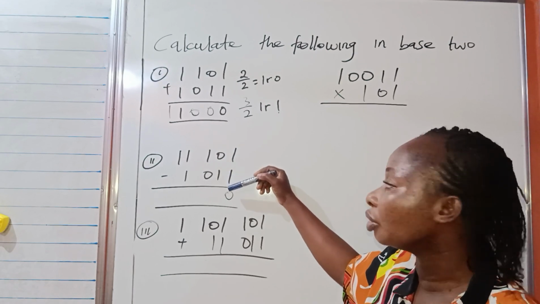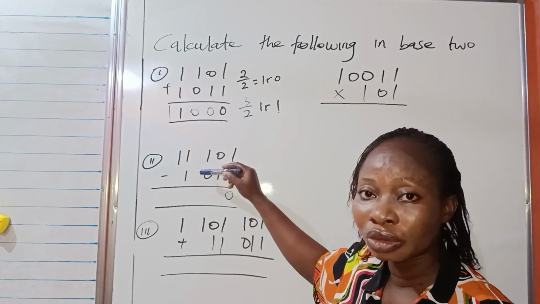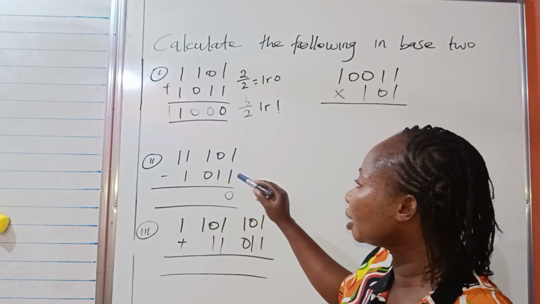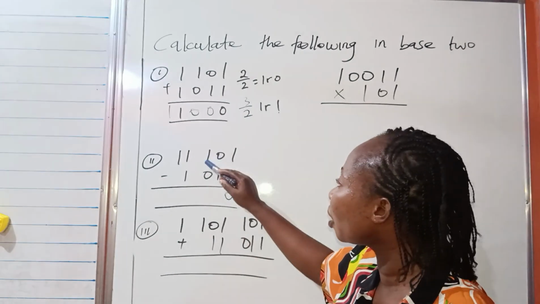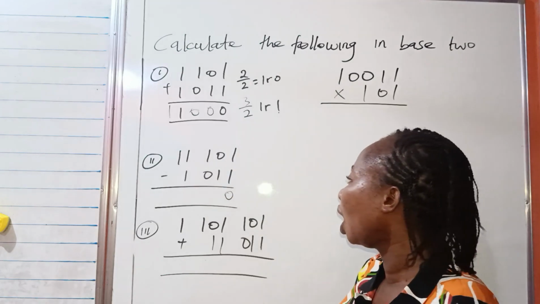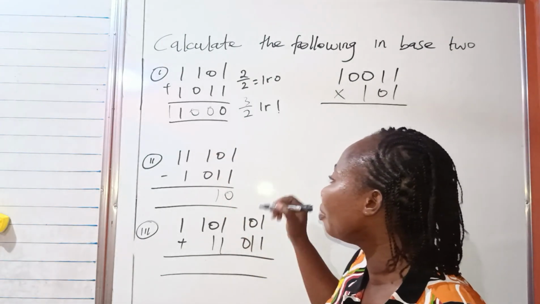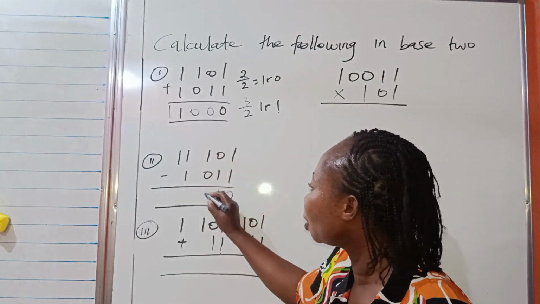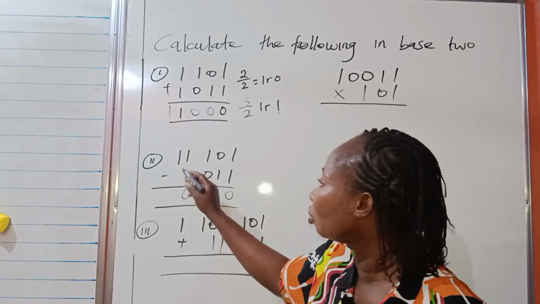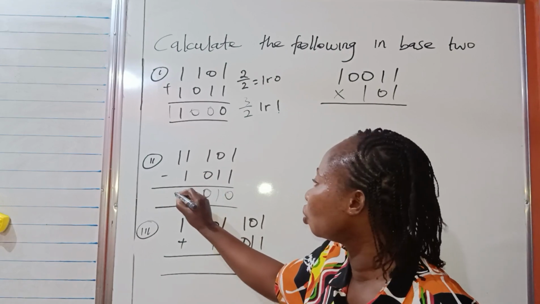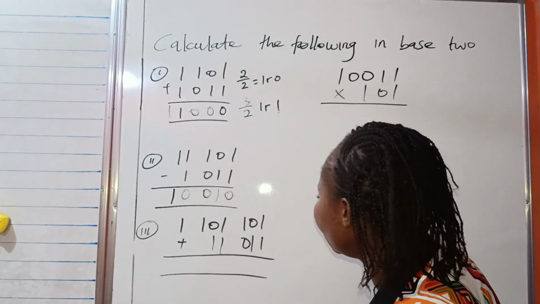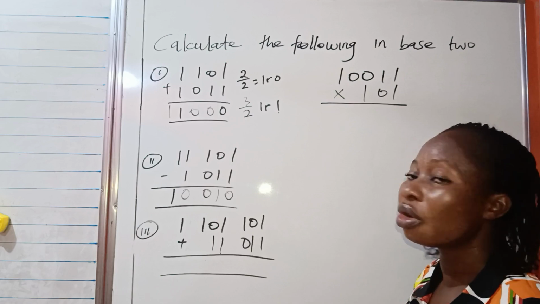But in binary operation, when you borrow a 1 from any number, it will change to the base we are working with. In this case, we are working with base 2. The one borrowed here, when it gets here, it will become 2. So we have 2 minus 1, and that will give us 1. This one remains 0. 0 minus 0 will give us 0. 1 minus 1 is 0. And 1 minus 0, since nothing is here, it will give us 1. So the answer for number 2 is 10010.